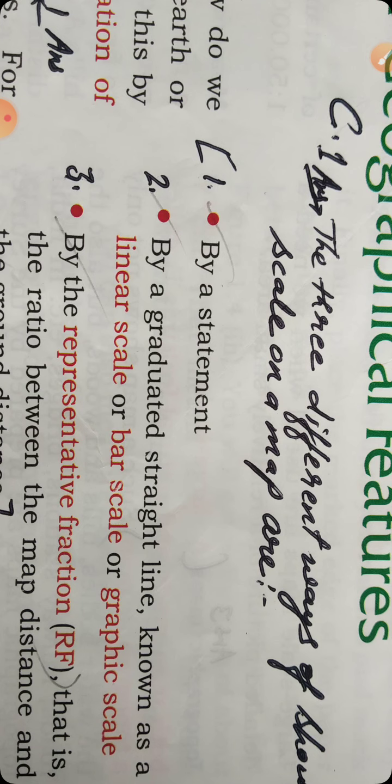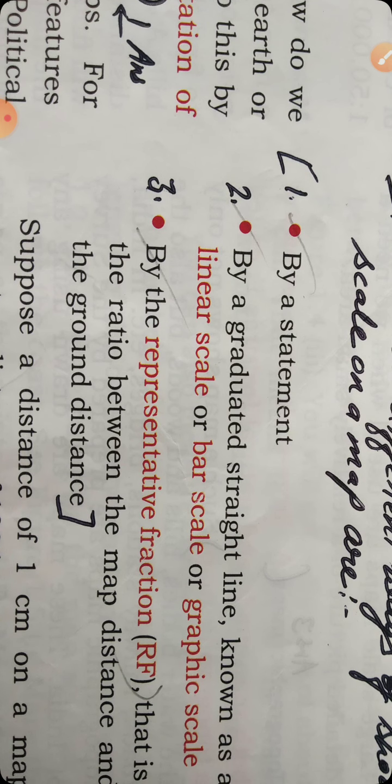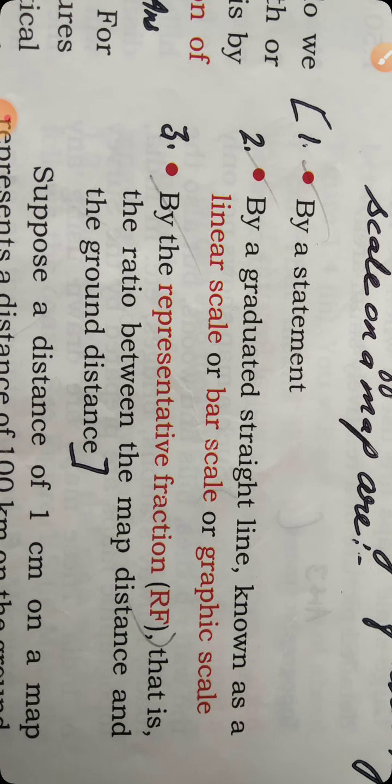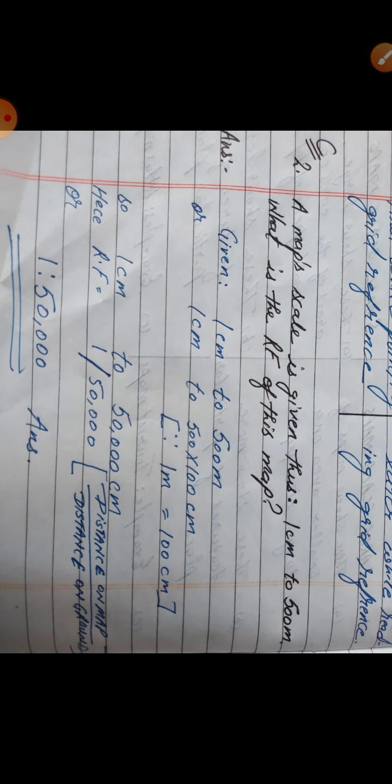And the answer is here. The 3 different ways of showing scale on a map are, you can see, number 1, by a statement. Number 2, by a graduated straight line known as linear scale or a bar scale or a graphic scale. Third, you have to write in full, yes. Third, by representative fraction, RF, that is the ratio between the map distance and the ground distance. So this is what we have for our first long answer.